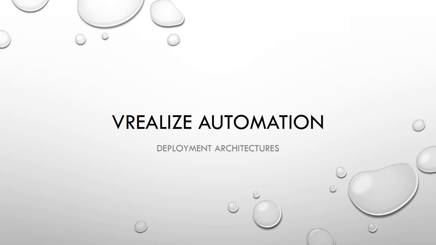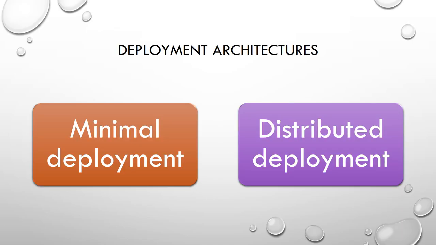Now that you're familiar with the components that make up VRA's automation, in this video we are going to discuss the deployment types of VRA, which signifies the way these components can be deployed in our infrastructure and the different reference architectures associated with these deployments. Now getting back on track.